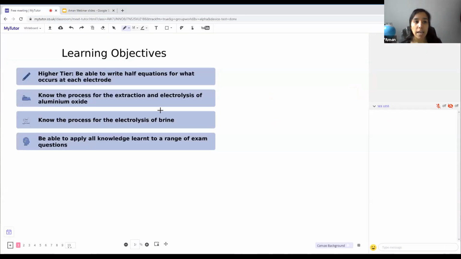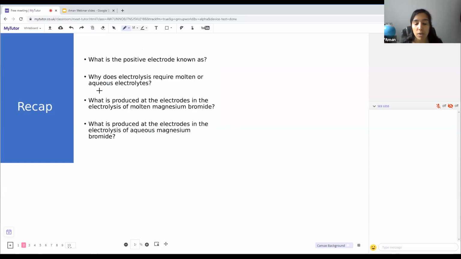So the learning objectives today are to be able to write half equations for what occurs at each electrode. This is higher tier, so we were supposed to cover this on Friday last week, but we didn't get time, so we'll be looking at that today. We need to know the process for the extraction and electrolysis of aluminium oxide. Again, that's molten electrolysis, so we'll be looking at a specific example of what happens when we do that electrolysis, and then one with an aqueous solution will be with brine. And then finally, we'll be doing lots of exam questions. So there won't be a quiz today just because I want to focus on exam questions, but we'll resume doing a quiz tomorrow.